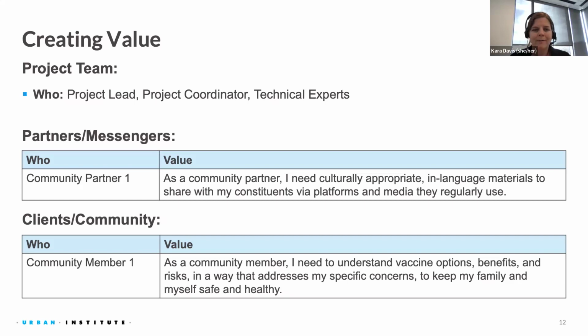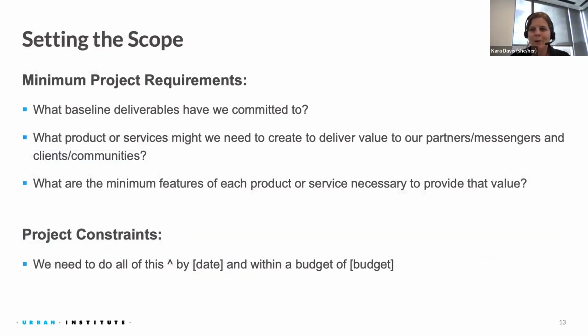So I feel like we got a good start here. I'm going to move into scope. Thinking about the minimum project requirements, there are certainly baseline deliverables that you likely committed to in your grant applications. There are also products and services you could create, and maybe some of those value statements or thinking about who you're working with generated ideas about other products you might develop to fill in some gaps and make sure that value is reached.